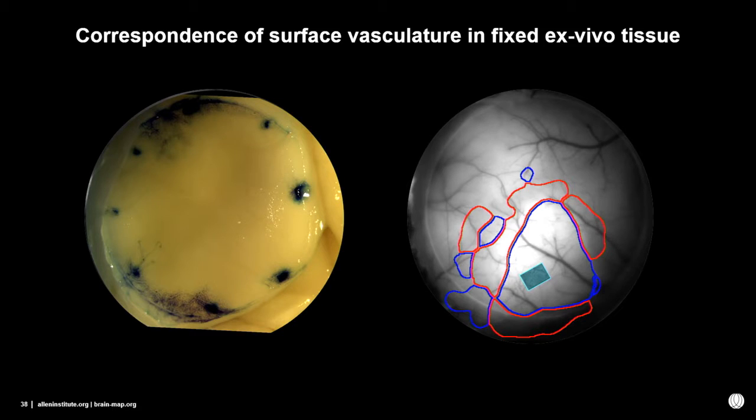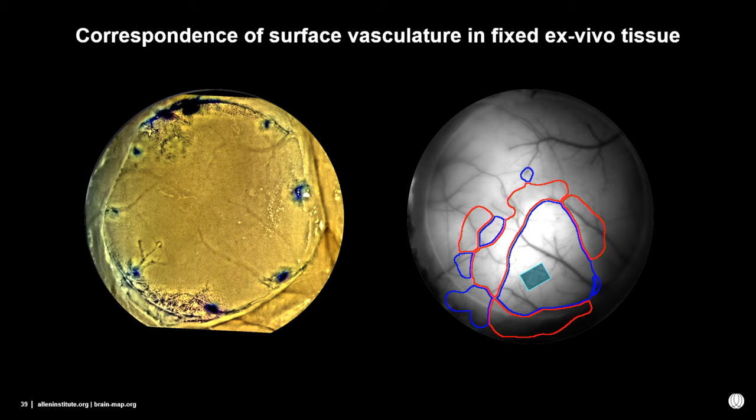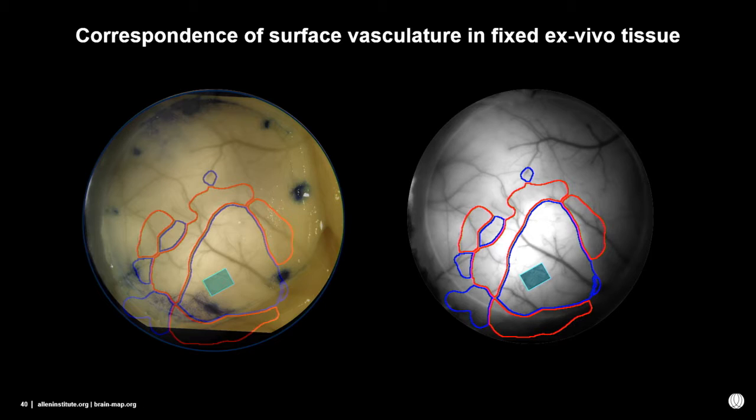So once we get that mapping, we then take the brains out and we mark around this optical cranial window with fiduciary marks, and we can actually visualize the surface vasculature so that we can correspond these two particular maps onto each other and have a good idea about, in the ex vivo brain, where that little region of interest we imaged from was.